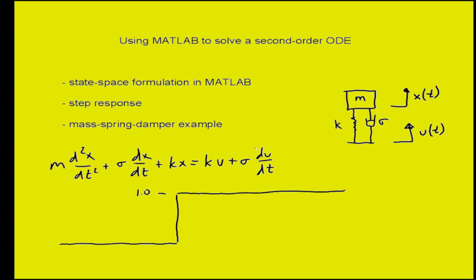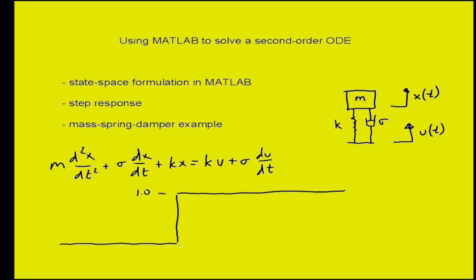Now, you can see we have a du dt term here on the right-hand side of the equation, and if we have a step response here in u, that du dt at that point in time would have to be infinite, and that would cause significant issues for solving this particular problem.